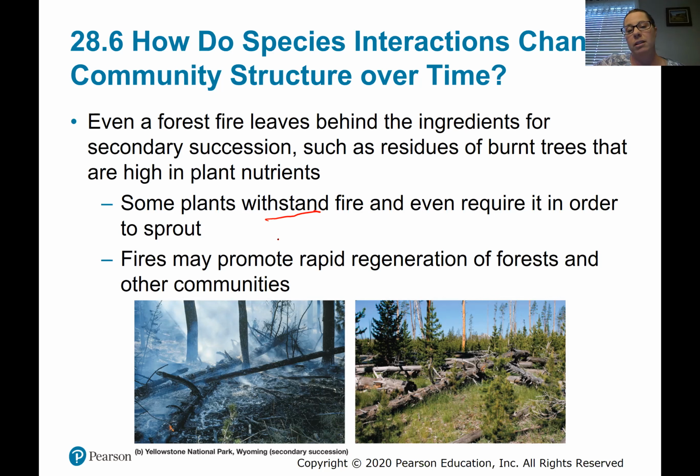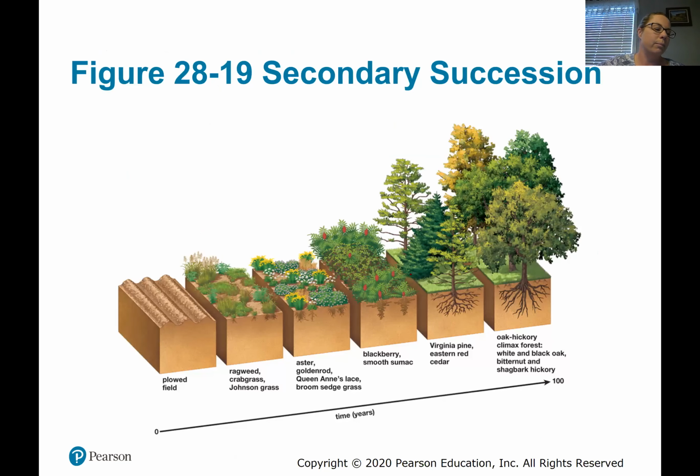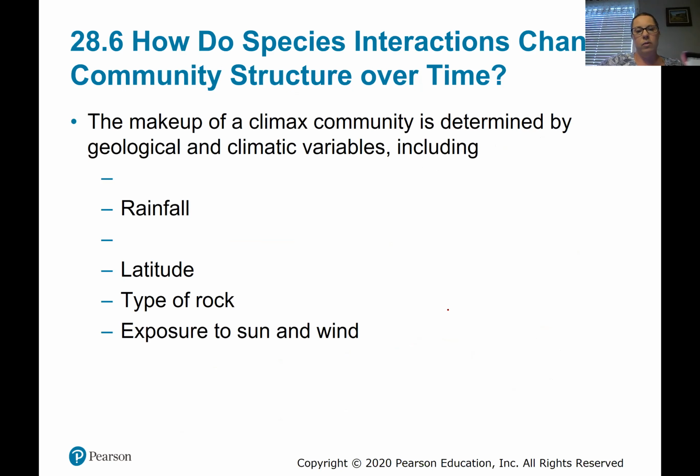And one other interesting thing is sometimes some seeds actually have to be burned and go through a fire before they will germinate. And so fire promotes regeneration of forests and grassland communities as well. But here's an example of secondary succession where you have a plowed field here. And if you were just to let it go, you'll start out with some weeds, and then you may start to get some grasses, and then eventually, if you have enough moisture, you may get a forest that grows in. And you can see succession in aquatic environments as well.